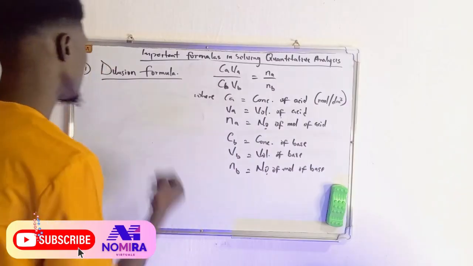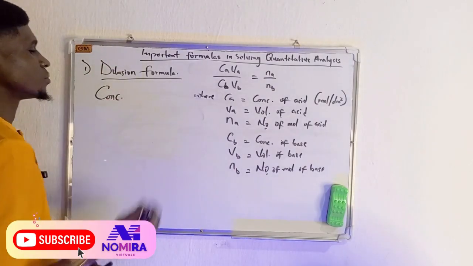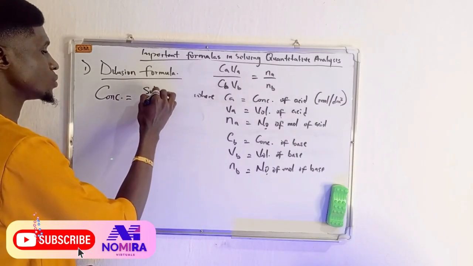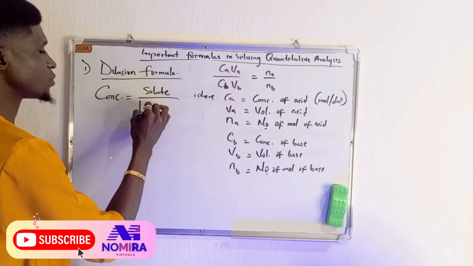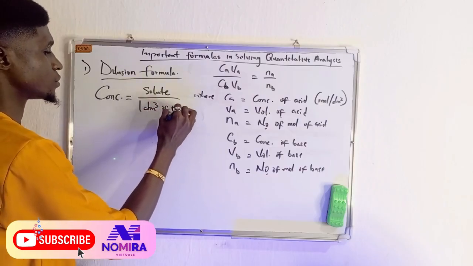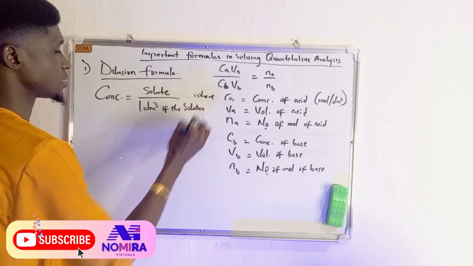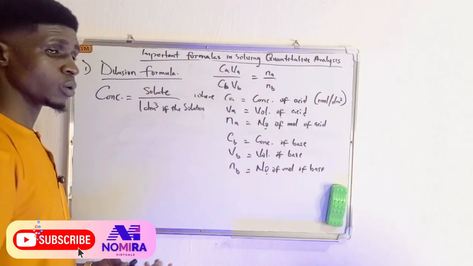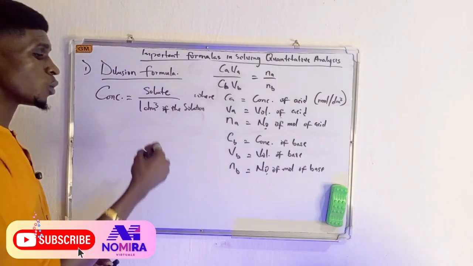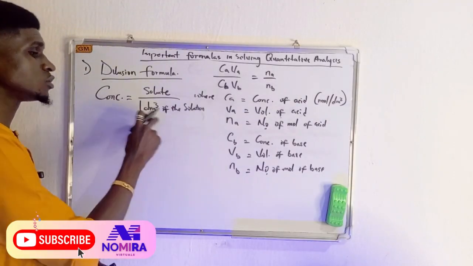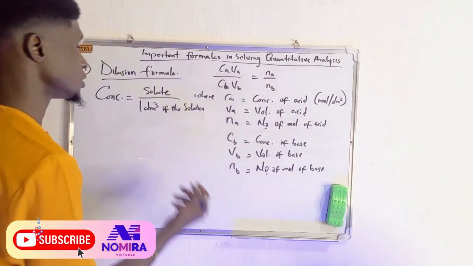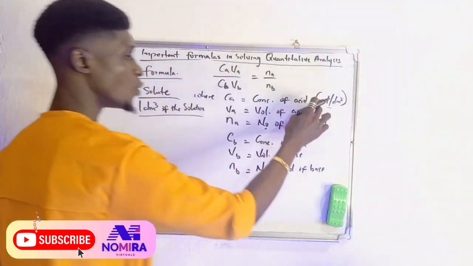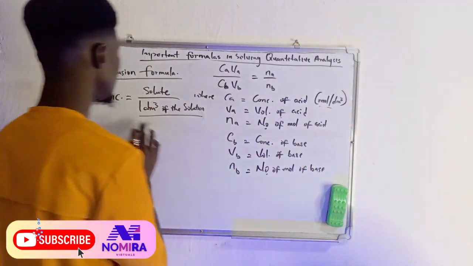Concentration are in two types. We have types of concentration. But before then, what do you understand by concentration? Concentration is the amount of solute in 1 dm cube of the solution. It means that if you are using number of mole, it is the number of mole of a substance in 1 dm cube of that solution. This will make sense to say that the unit is in mole per dm cube, number of mole in 1 dm cube.